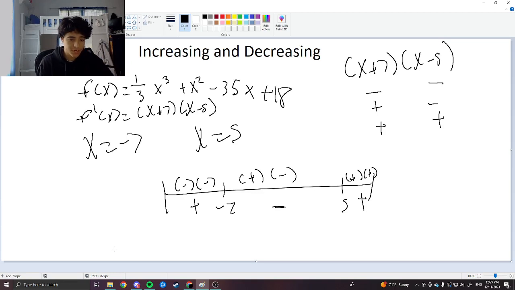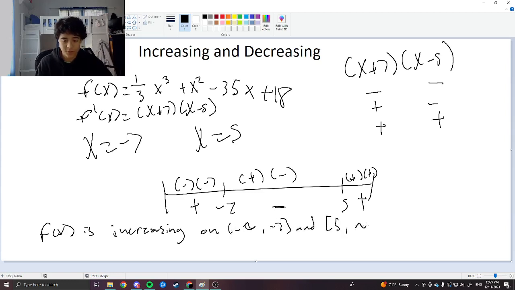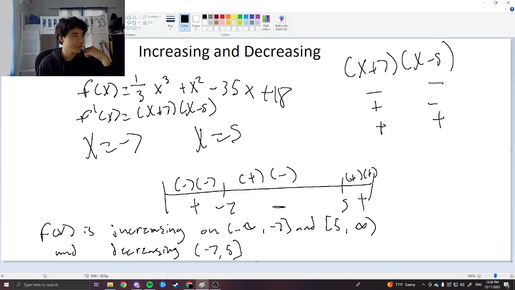So if we write this out, f of x is increasing on the interval negative infinity to negative 7 and 5 to infinity, and it is decreasing from negative 7 to 5. So again, all we did, find the critical points, put it on a number line, and see whether the derivative function is positive or negative.